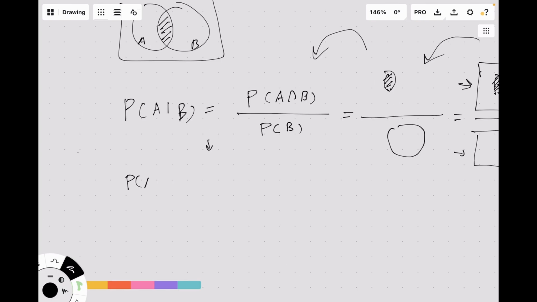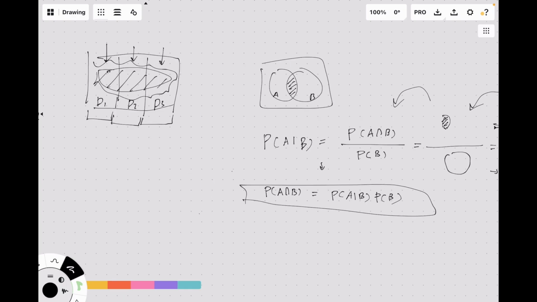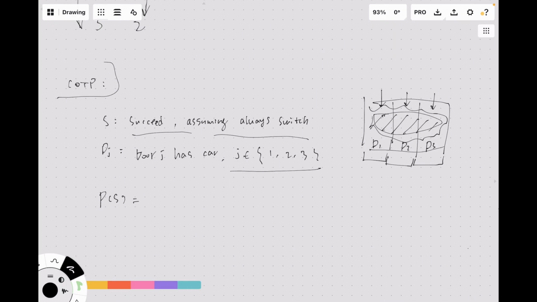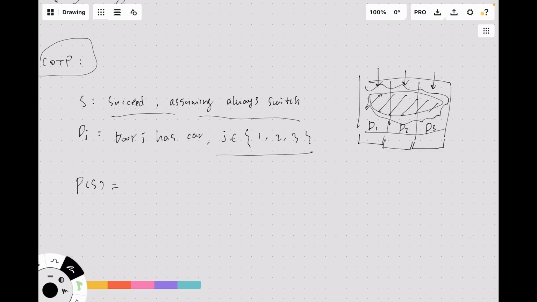The probability of A intersect B is going to be the probability of A given B times the probability of B. So this is a key definition. Now, why we can use the law of total probability is because it satisfies the assumption of the law of total probability. So now we can use it.